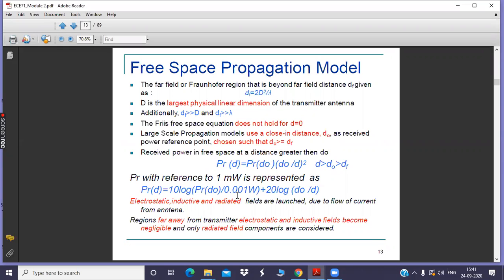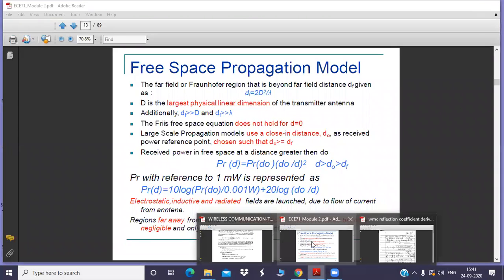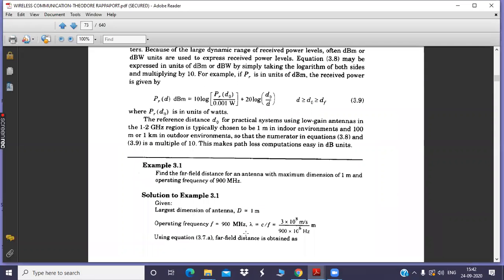Earlier it was in watts, but now it was converted to milliwatts by dividing by 0.001. It depends on the question. I hope it is clear. Now we'll have to do two numericals, and after that I'll stop. These two numericals are very important, even for the CIE.